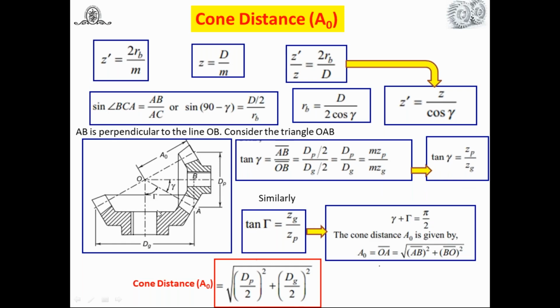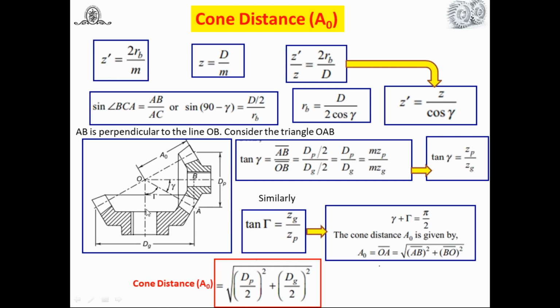Similarly, you can find out this tan of large gamma. Again here, you have to take one angle. You can construct from this point, this point is B dash. OB dash A makes an angle of gamma, another one is 90. Similarly, tan capital gamma is equal to AB dash upon OA dash. You can substitute, you will get dg by 2 upon dp by 2. If you solve, you will get tan capital gamma is equal to dg by dp.